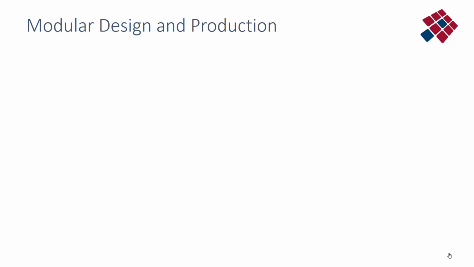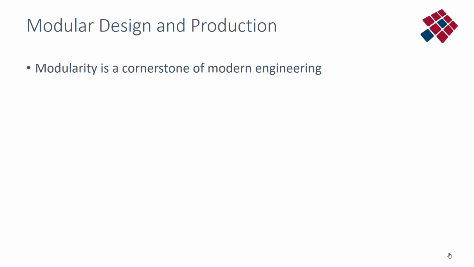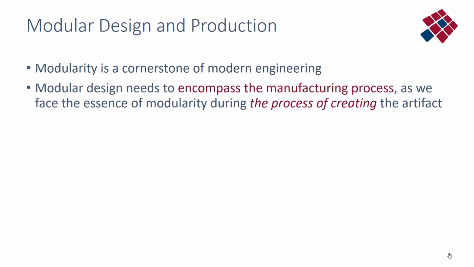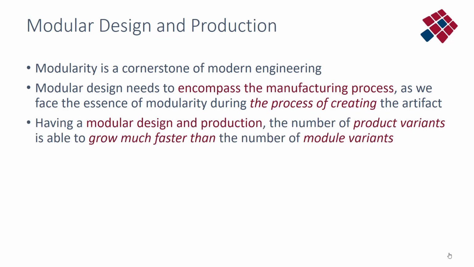We have seen in the first part that modular design and production modularity is a cornerstone of modern engineering, and that modular design needs to encompass the manufacturing process as well, not just the design, because we face the essence of modularity during the process of producing, creating, manufacturing the artifact.